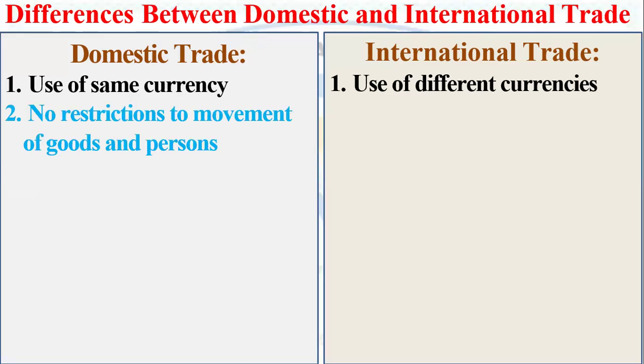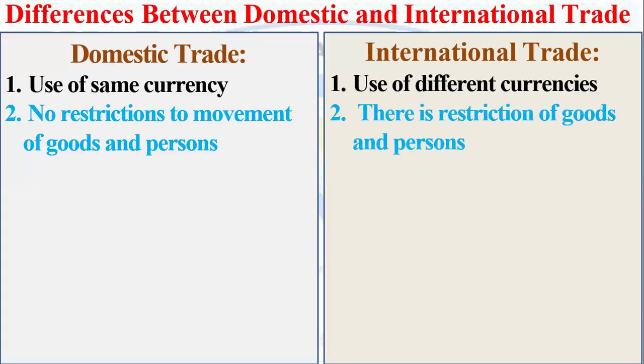Now, with local trade or domestic trade, there are no restrictions to movement of goods and persons within the geographical border of that particular country. So this simply means that no one will stop you. No one will prevent you from moving goods and services from one part of the country to the other, or you yourself moving from one part of the country to the other.